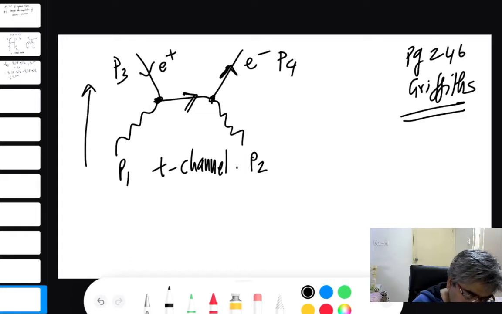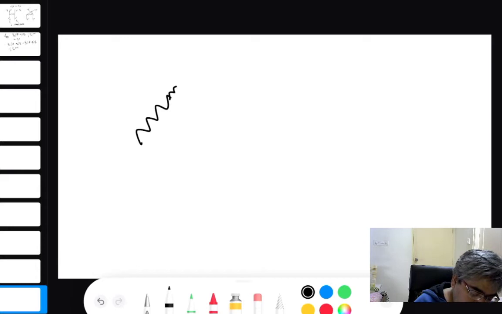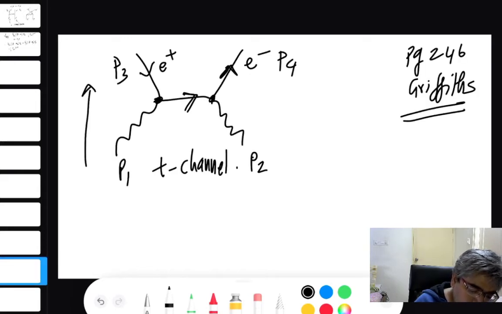And P3 and P4. So, for example, you draw a gamma. Or you can exchange actually the, I'm just thinking maybe it's okay, one second. So you put it this way and you put it this way. Okay, fine.